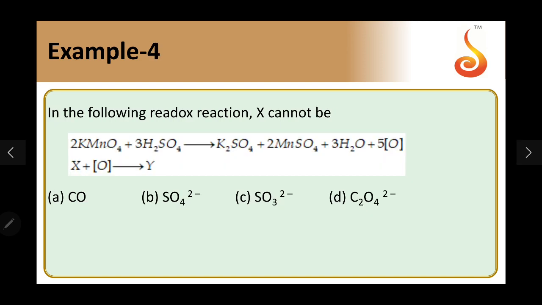Example 4. In the following redox reaction, X cannot be. So we have KMnO4 in sulfuric acid medium giving potassium sulfate, manganese sulfate and nascent oxygen. So KMnO4 is an oxidizing agent in acid medium. The nascent oxygen is taken by X to convert into oxidized product Y. So indirectly it is asking which of the following species cannot be further oxidized.